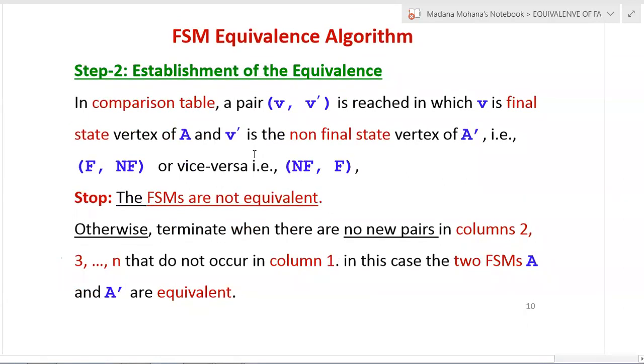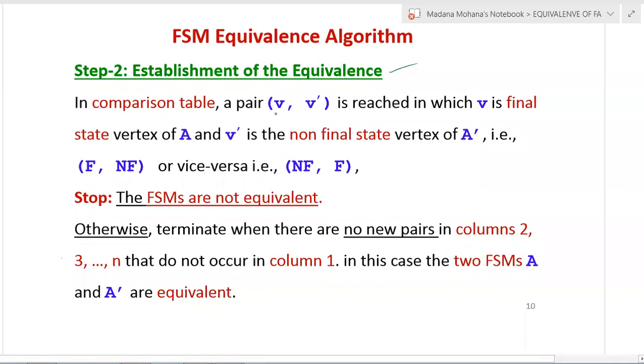Same as NFA to DFA, whatever the method 2 we followed. So that is step 1, construction of the comparison table. Then coming to step 2, after construction of the comparison table, by seeing the comparison table, we can establish the equivalence of two finite state machines. So step 2 is establishment of the equivalence.